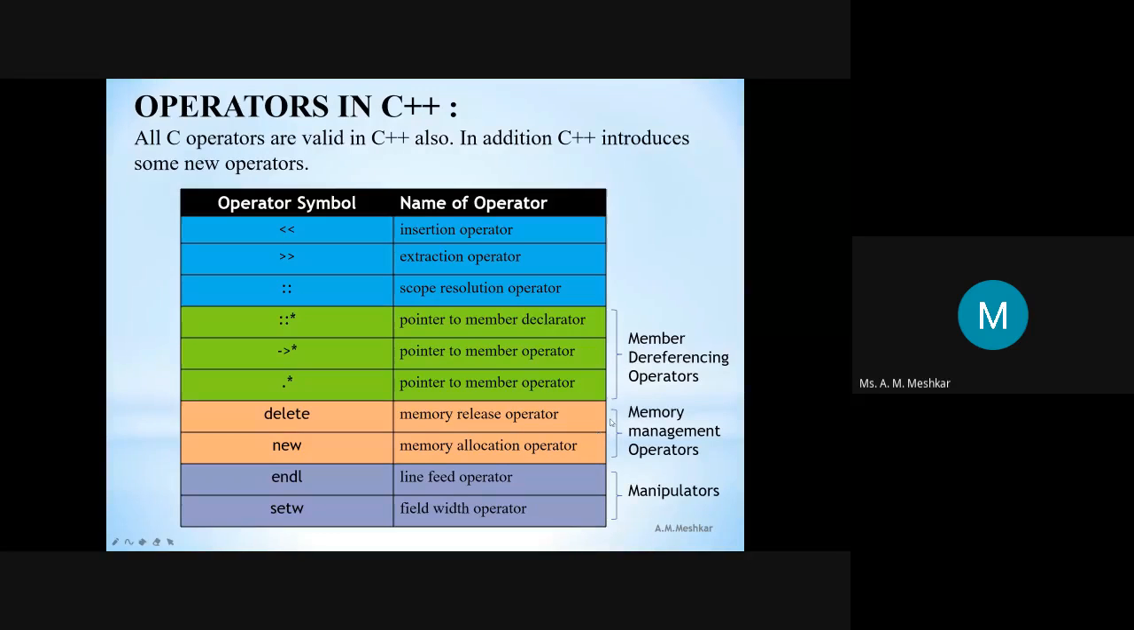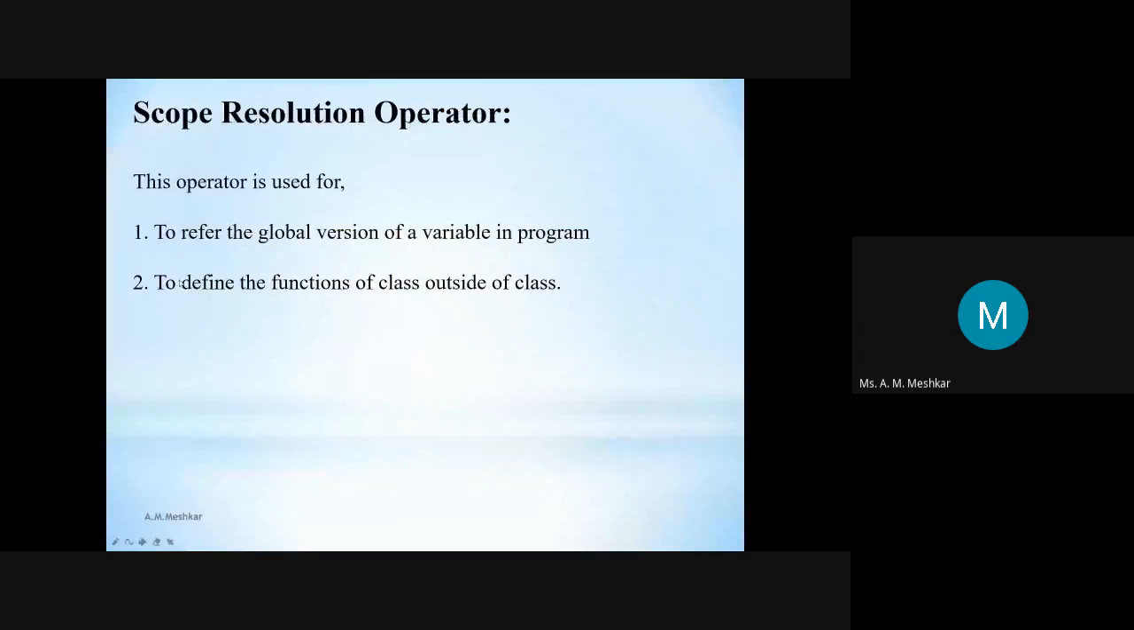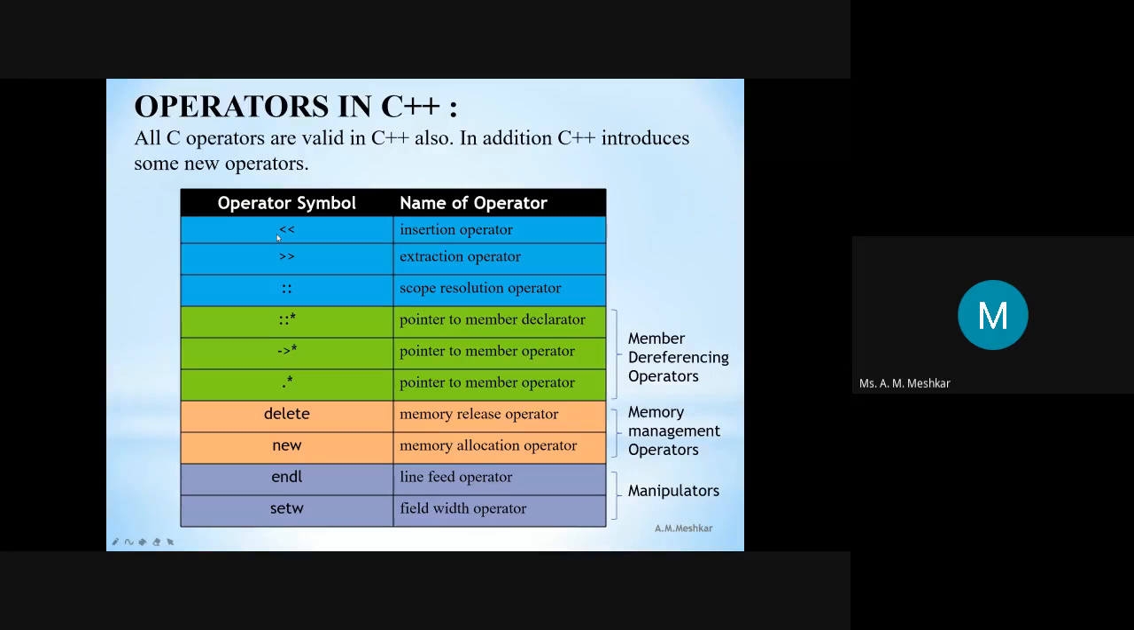What do we call these two? Memory management operators, delete and new. Endl, the line feed operator, and setw, the field width operator. What do we call these two? Manipulators. Okay, let's look at them one by one. The first two operators we have already seen. Let's start with the scope resolution operator. See students, these two have already been explained. We will start from here.